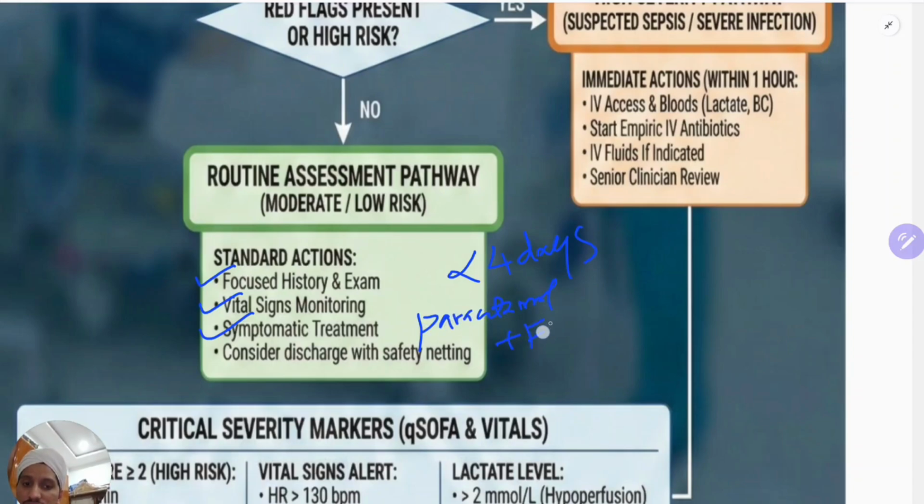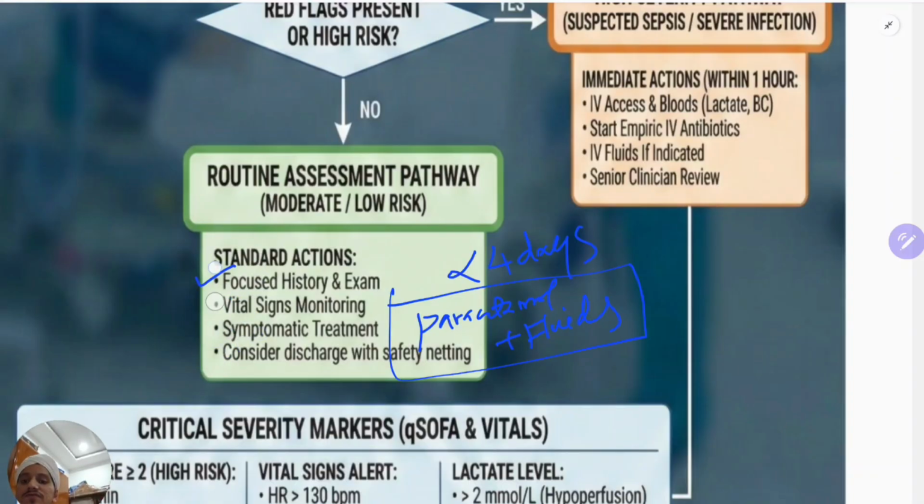Paracetamol plus fluids you will give. You give just paracetamol and fluids when there are no localizing signs, or if the fever is considered viral for less than 4 days. This is according to Merck's Manual of Medicine. And if the fever subsides within 4 days, then discharge the patient. If it is more than 4 days, then we'll discuss it later.